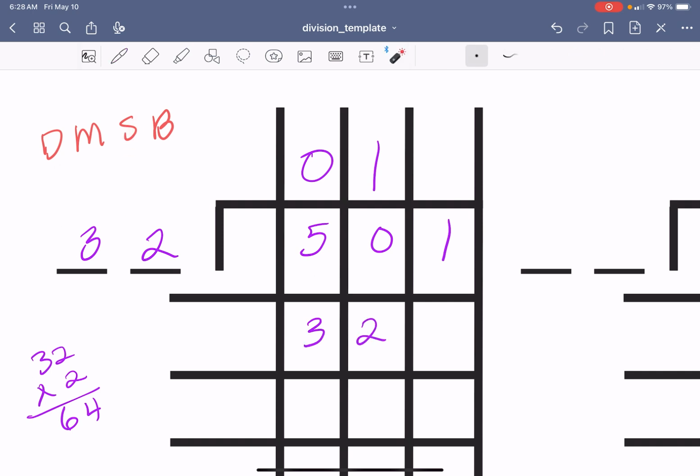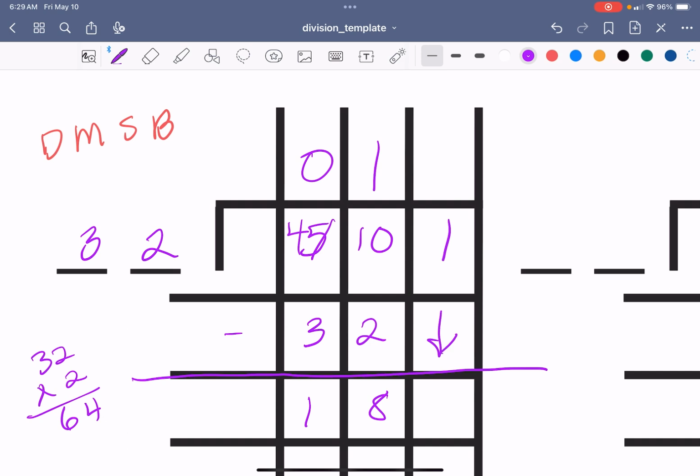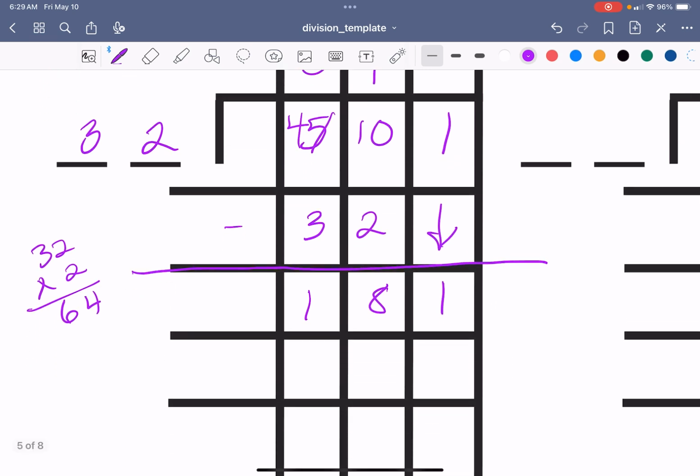Next, subtract. So 50 minus 32 is 18. Next, I have to bring down. So bring down the 1. So I have 181. So now I have to do some estimating. So let's see.